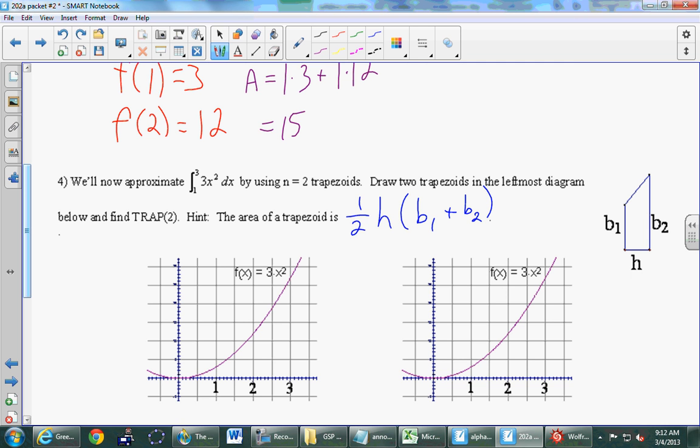I'm going to put that over there. Good. That's the formula for the area of a trapezoid. Thank you, Cole. It was about to get awkward in here. So it's half the height times the sum of the bases.